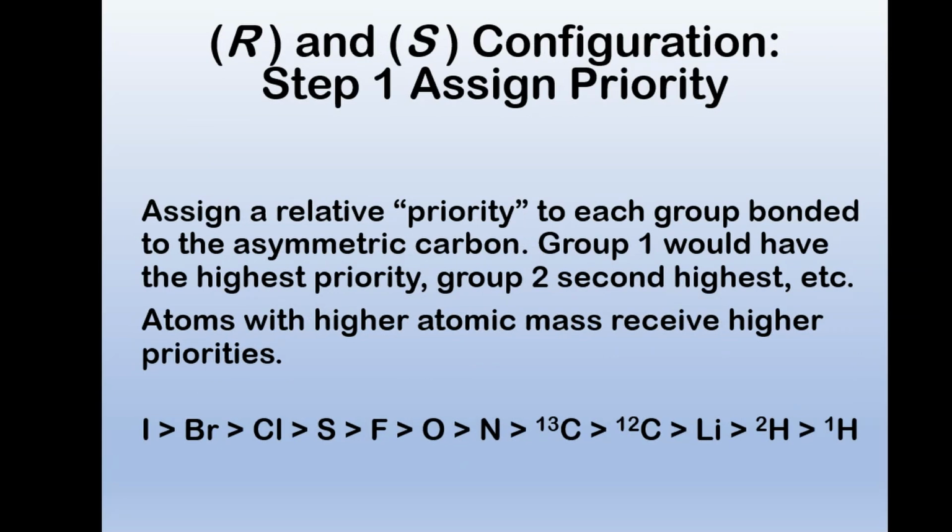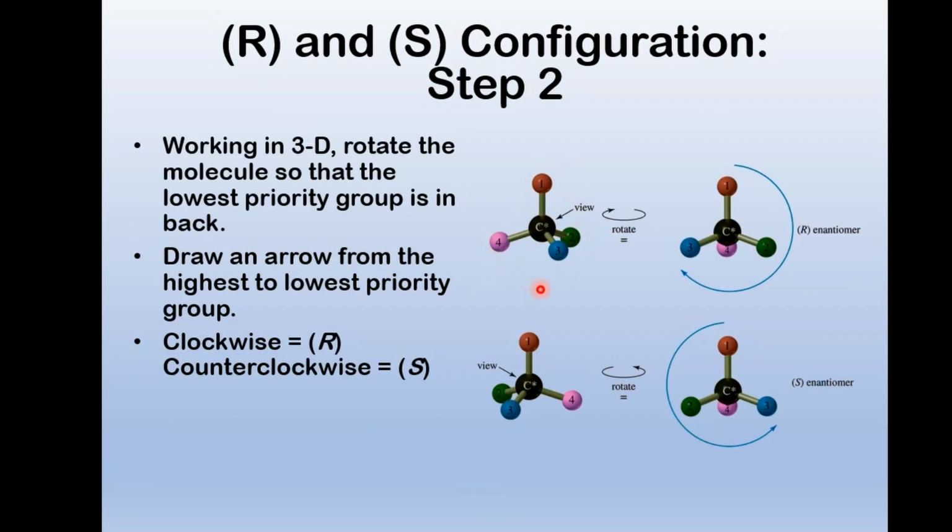We assign a priority to each group bonded to the asymmetric carbon. Group 1 has the highest priority, Group 2 the second, and so on. Group 4 has the lowest priority, and we base this priority on atomic mass. Atoms with higher atomic mass receive higher priorities. If we have 2 carbons, we give a higher priority to carbon 13. Or if we have deuterium and regular hydrogen, and for the most part we know oxygen weighs more than nitrogen, and so on. So this looks like the model I had yesterday. So we look at the weights and assign this the highest, second highest, third highest, or lowest priority, second lowest.